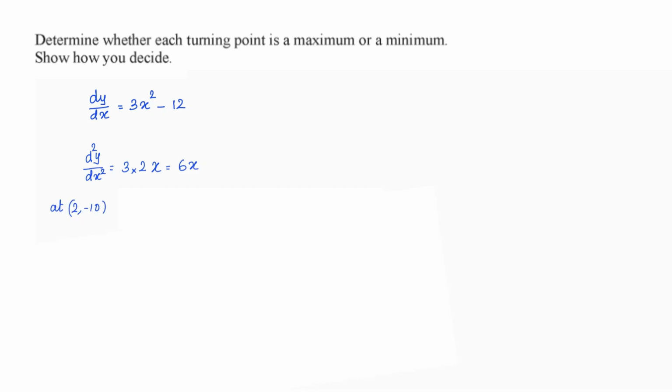So first let's substitute 2 comma negative 10. When x is 2, 6x will become 12, which is greater than 0. So the turning point is a minimum. And let's substitute the next turning point, negative 2 comma 22. When you substitute the x value as negative 2, d square y by dx square is minus 12, which is less than 0. So at this turning point, it is a maximum.